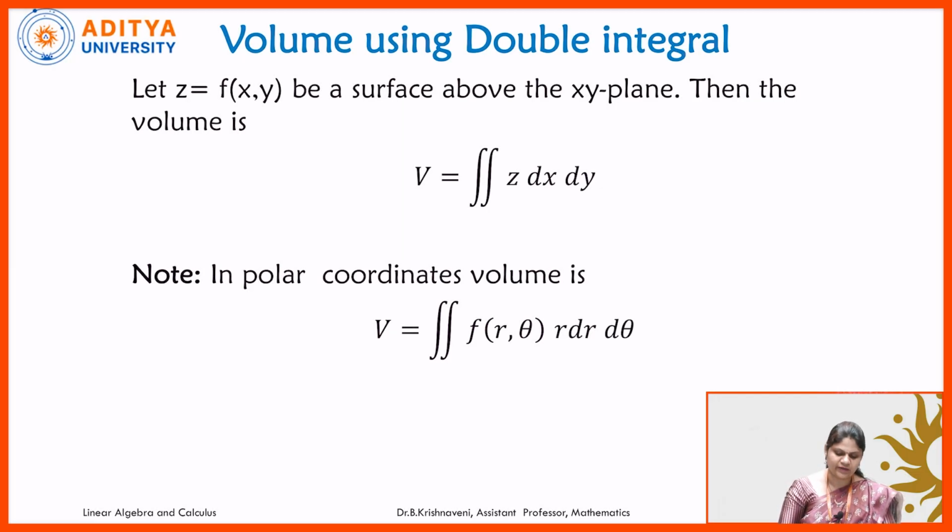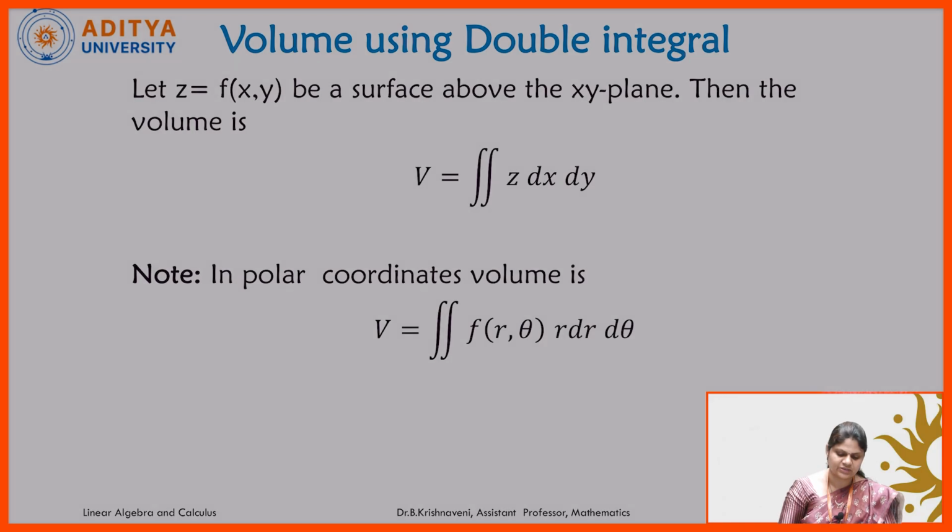So this is all about finding the area using double integration. Now the next application is finding the volume using double integral. Let us consider z is equal to f of x comma y to be the surface over the xy plane. Then the volume is v is equal to double integral z dx dy, where z is the surface f of x comma y. The same in polar coordinates, the volume is given by double integral f of r comma theta, r dr d theta. Now let us discuss a question on this.